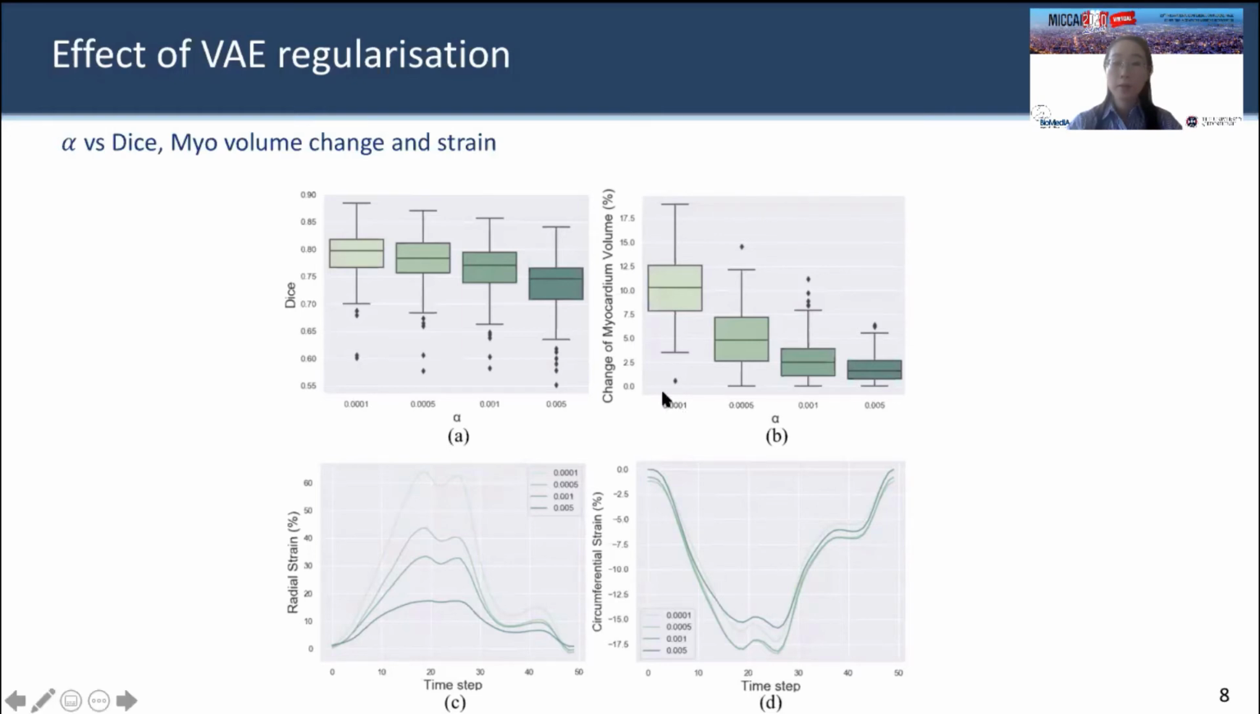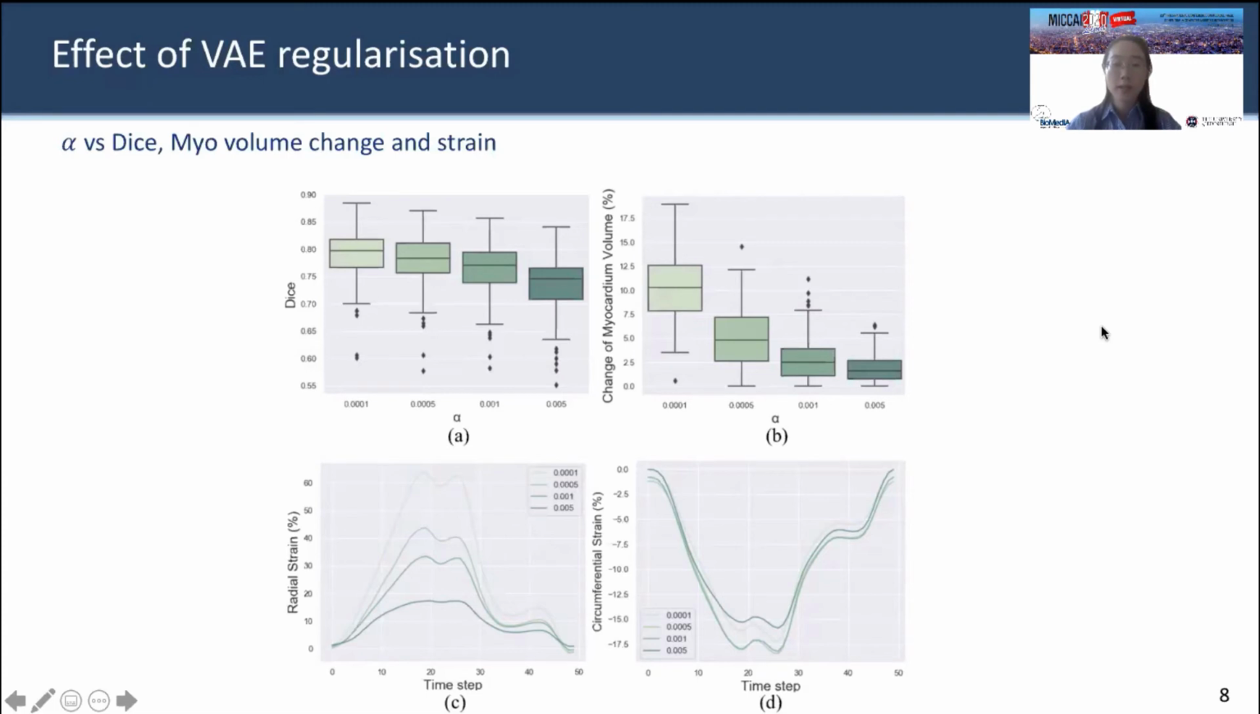It can be observed that as alpha increases, the change of myocardial volume is reduced, which means better volume preservation, and the observed radial and circumferential strains are more reasonable and within the range that has been reported in previous literature. However, this is at the expense of a decrease in registration accuracy in terms of the Dice.